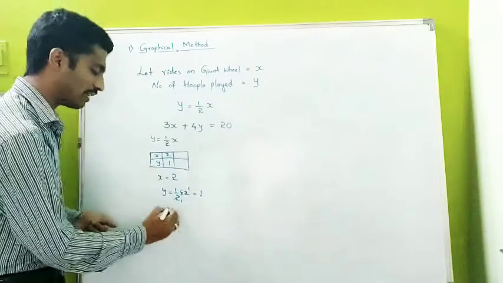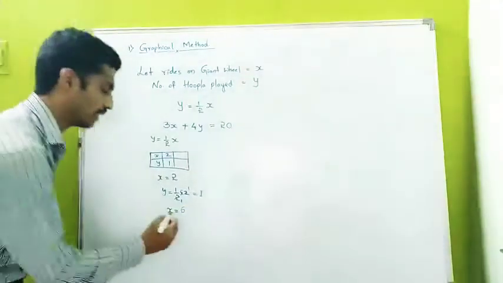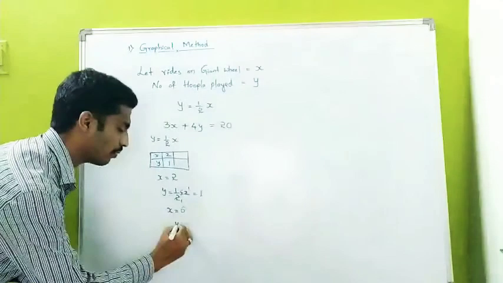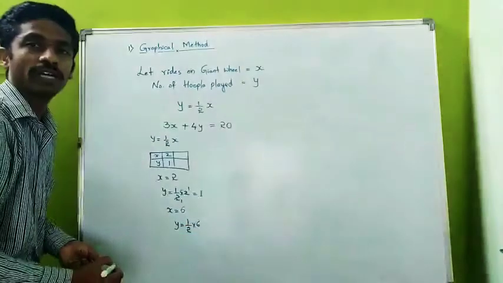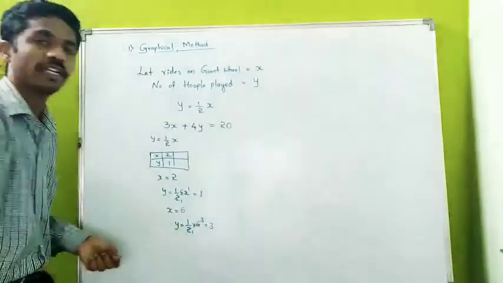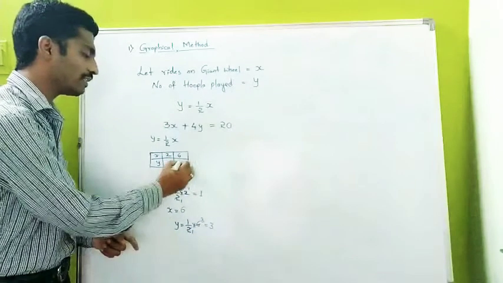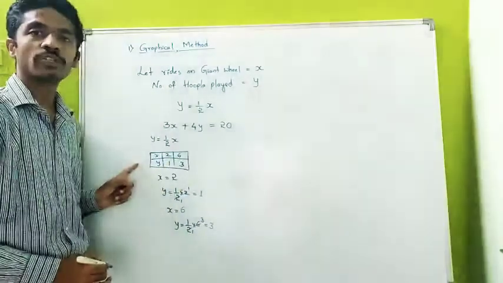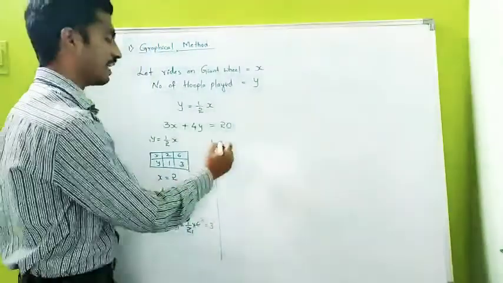Like that, take another one, take here 6. x equal to 6. So let's write y equal to 1 by 2 into 6. Okay, so 2 threes are 6, so we got here 3. So x is 6, y is 3. This is our one solution table. Like this, do the solution table for the second one.